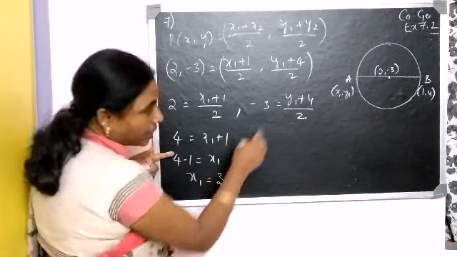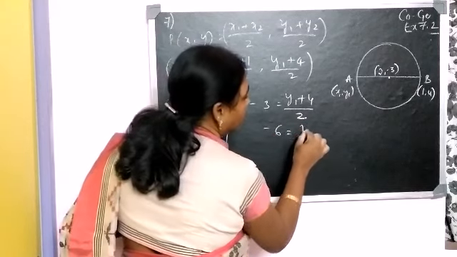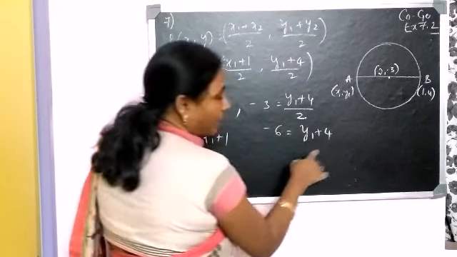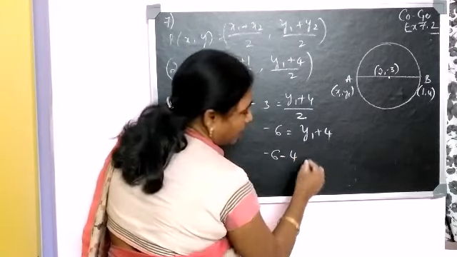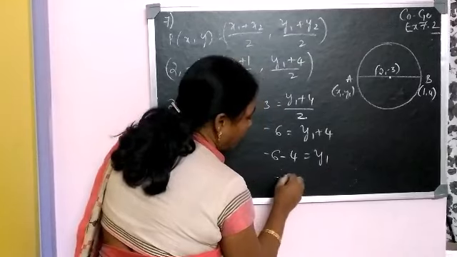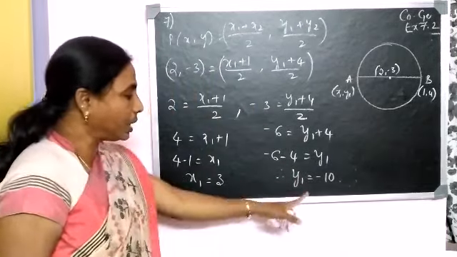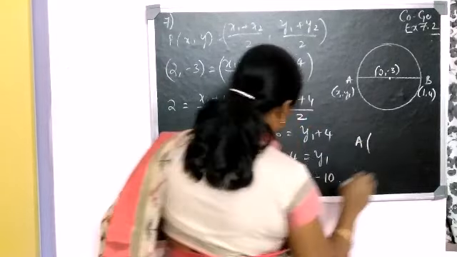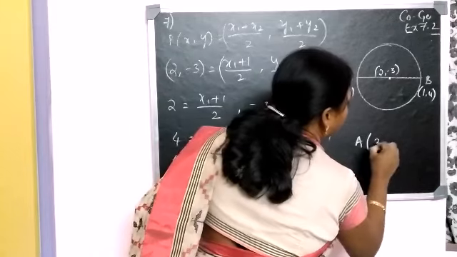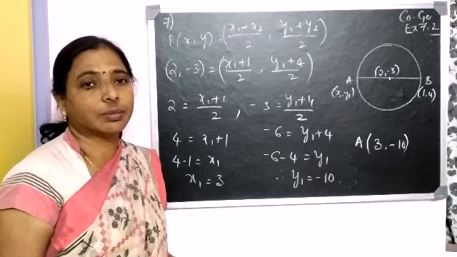x1 is 3. Similarly, I have to find out y1. 3 twos are 6, is equal to y1 plus 4. Bring 4 to the other side, minus 4. So minus 6 minus 4 is y1. Therefore, y1 here is minus 10. That means the coordinates of this A here is A 3, minus 10. So 3 comma minus 10 are the coordinates.